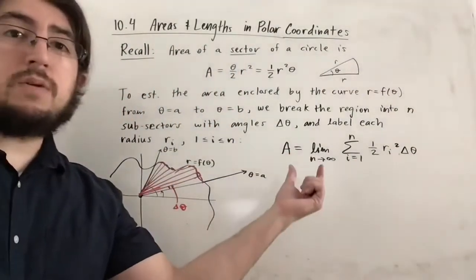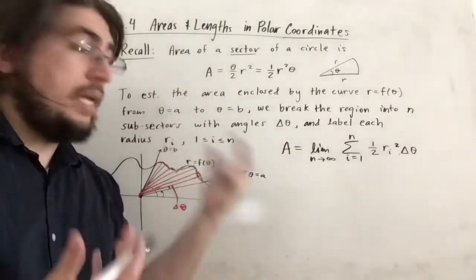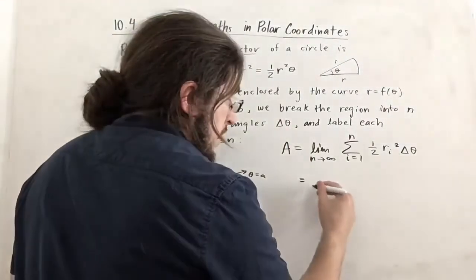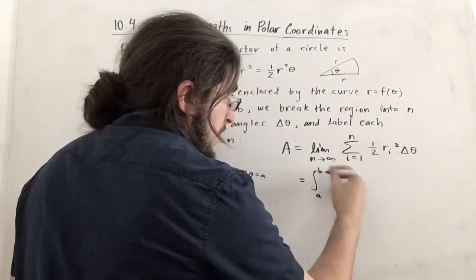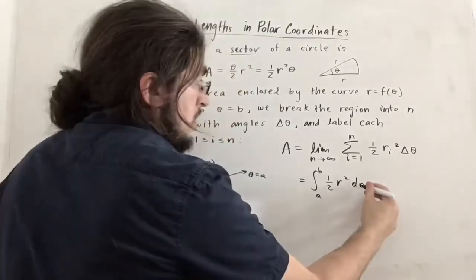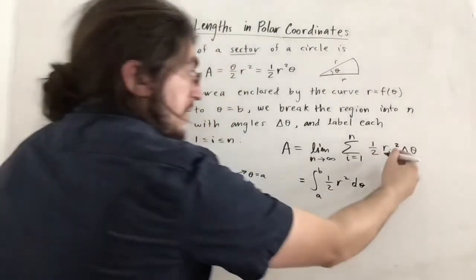Now, of course, really this is just an integral. This is literally a Riemann sum, which we can write as an integral between the angles a and b of 1/2 r squared d theta. Of course, r sub i is f of theta sub i.